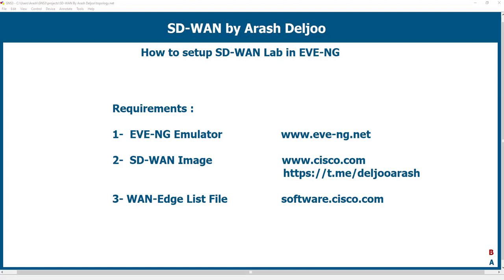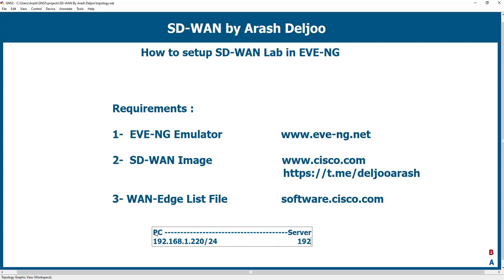Okay, let's get started. First, I install or import the EVE-NG emulator on my server. Look at here. This is my computer with the IP address 192.168.1.220/24, and I have a server here with the IP address 192.168.1.202/24 for my EVE-NG emulator. For EVE-NG, I use the ESXi hypervisor. I also install EVE-NG over ESXi.